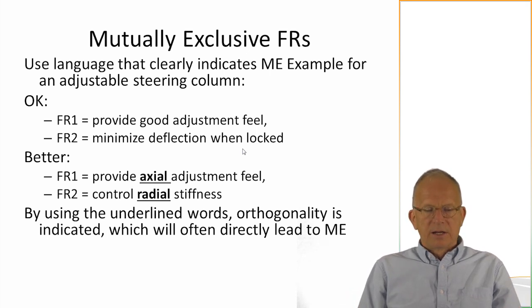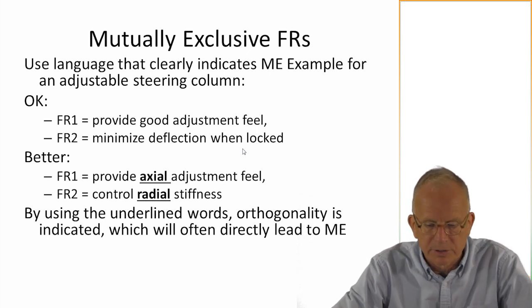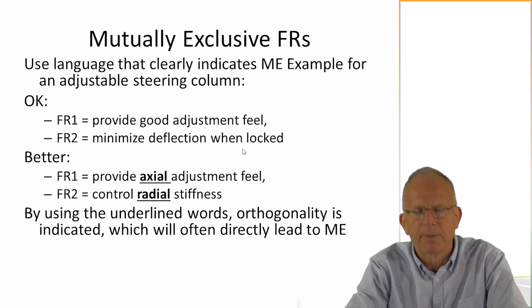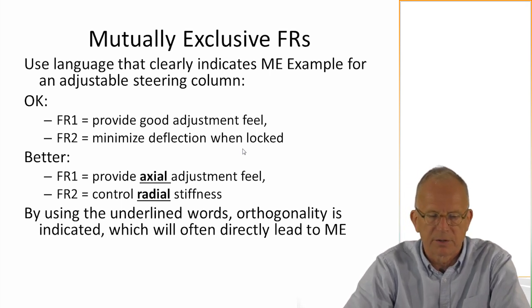So by using the underlying words, the orthogonality in the decomposition is indicated. And this will often directly lead to mutually exclusive. Orthogonality. That's another way of saying they're mutually exclusive, so that if I move along one axis, there's no motion on a perpendicular axis. So they're orthogonal.